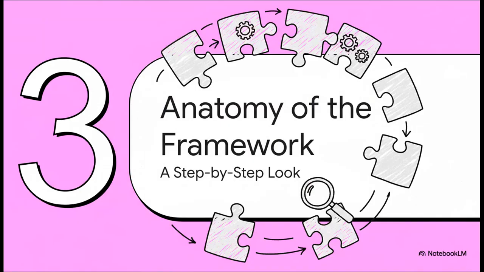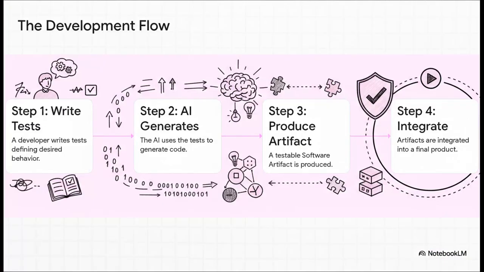Okay, let's pop the hood on this thing and take a look at the anatomy of the framework. We're going to see how all these different parts work together to create a really disciplined, repeatable cycle for development. So from a bird's eye view, the process is actually pretty straightforward. First, a human developer sits down and writes a bunch of tests that basically say, here is exactly what this piece of software needs to do. Then you let the AI loose. Its only job is to write code that can pass all of those tests. The result of that is something called the software artifact, a totally self-contained, testable piece of the puzzle. And finally, you take these proven artifacts and snap them together to build your final product.